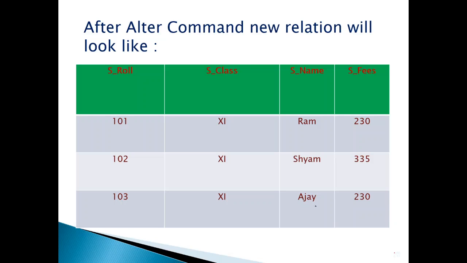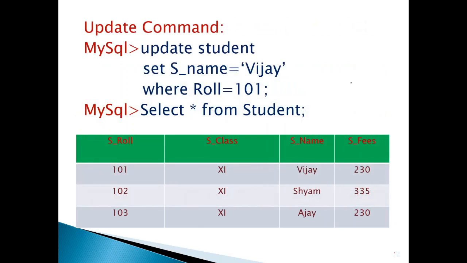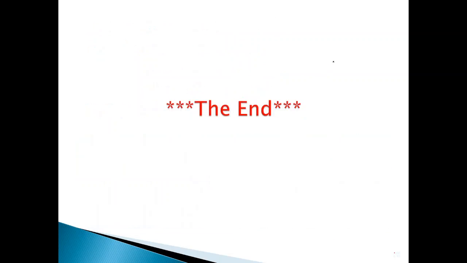Now after the alter command, my relation will look like this. Next is the update command. This command is a DML command. The syntax of the update command is update, then table name, then we will use set, attribute name is equal to value, and here you can apply a condition. So students, that is all about DDL and DML commands.